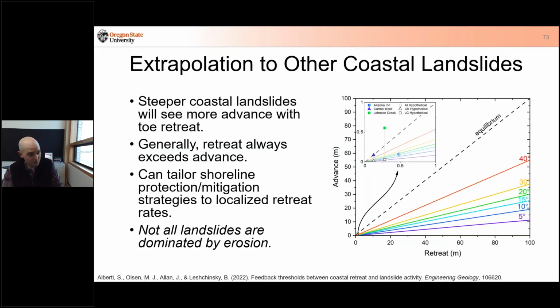We can develop simplified relationships here between, say, landslide geometry, advance, and toe retreat. Generally, we'll see that retreat tends to exceed advance in most cases. That's not always the case when landslides are predominantly driven by groundwater, as some of our coastal landslides are. But under controlled conditions, erosion can indeed be a significant control on the advance of these coastal landslides. But not all landslides are driven by erosion.